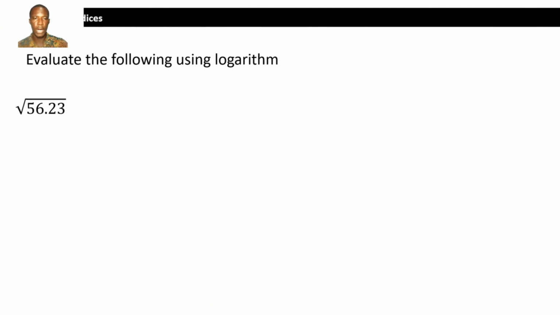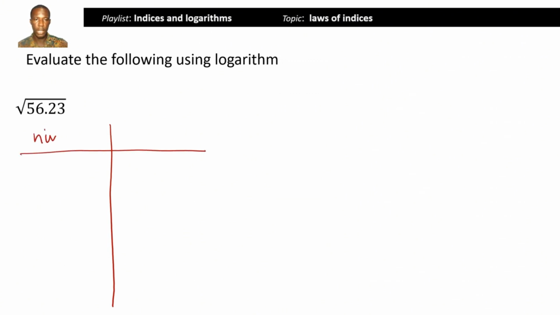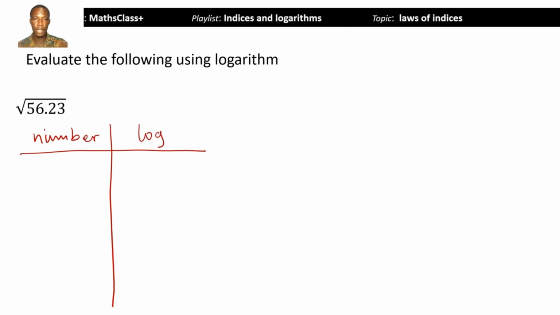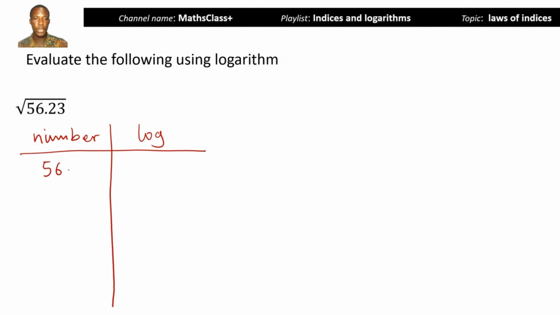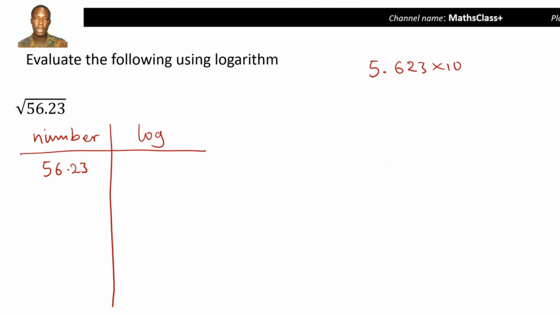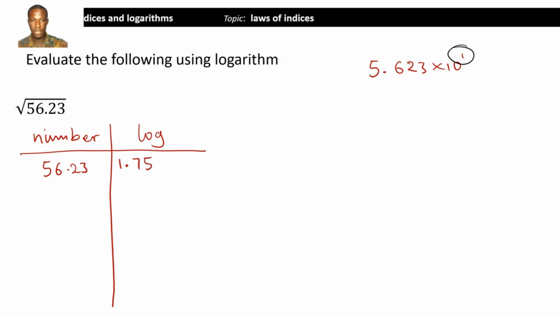Evaluate the following using logarithm. Okay, so we have this. So I'm going to draw my table. The number here, and then its log value here. So I have 56.23, and when I change this to standard form, I'll have 5.623 times 10 to the power 1, and so my characteristic becomes the 1. So I have 1 point. Then I need to find my mantissa. So that gives me 7500. So when I find the log of this, I get that.